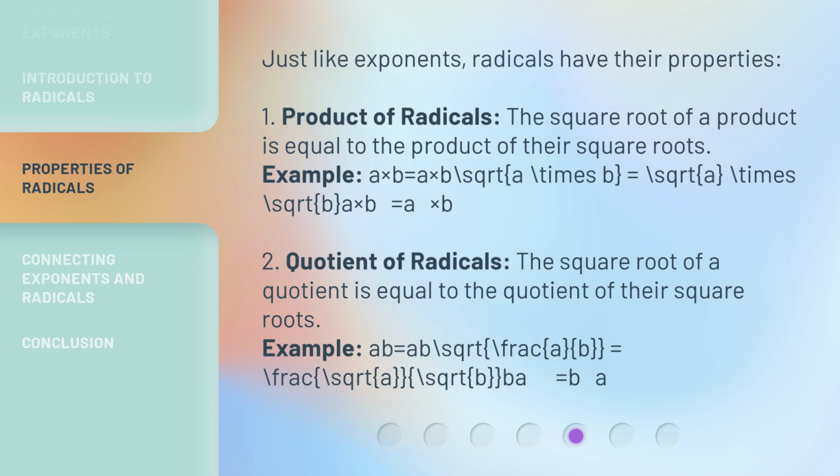2. Quotient of radicals. The square root of a quotient is equal to the quotient of their square roots. Example: √(a/b) = √a / √b.